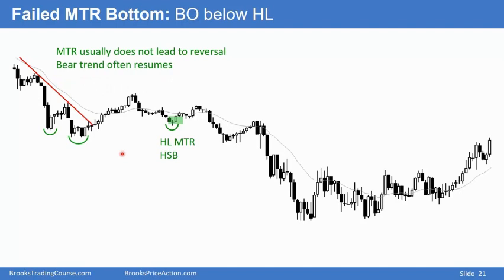Again, most major trend reversals do not lead to a reversal into an opposite trend. They usually lead to a trading range or a resumption of the bear trend.